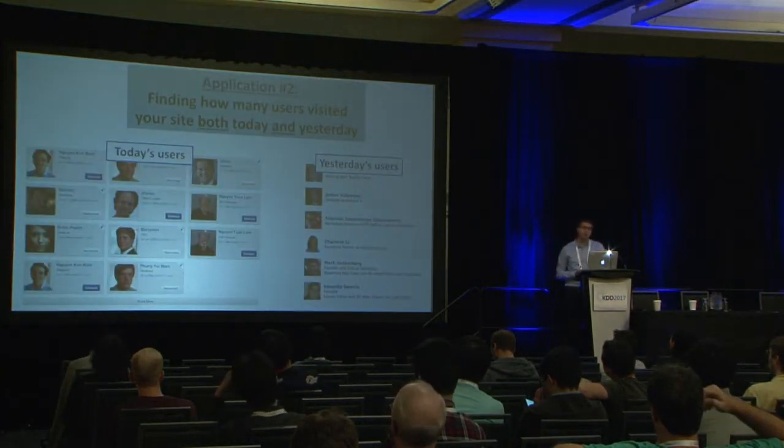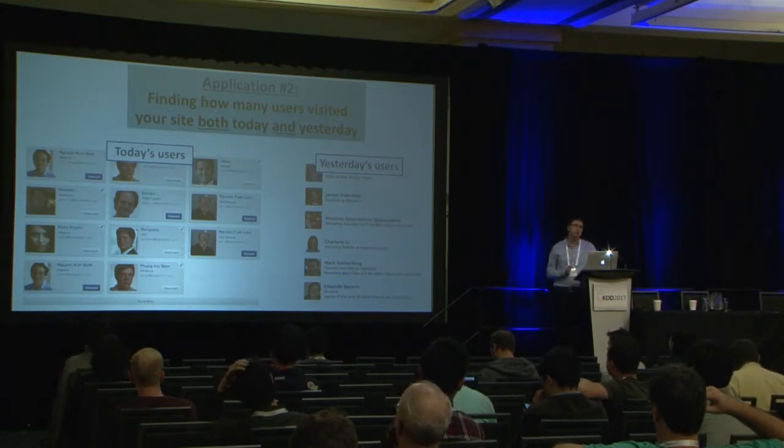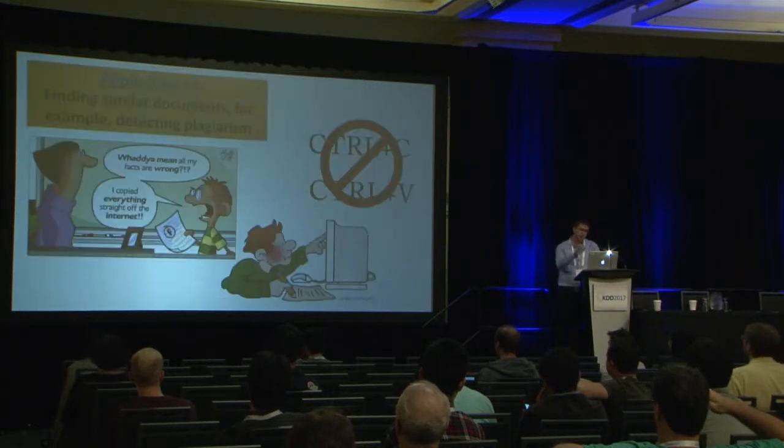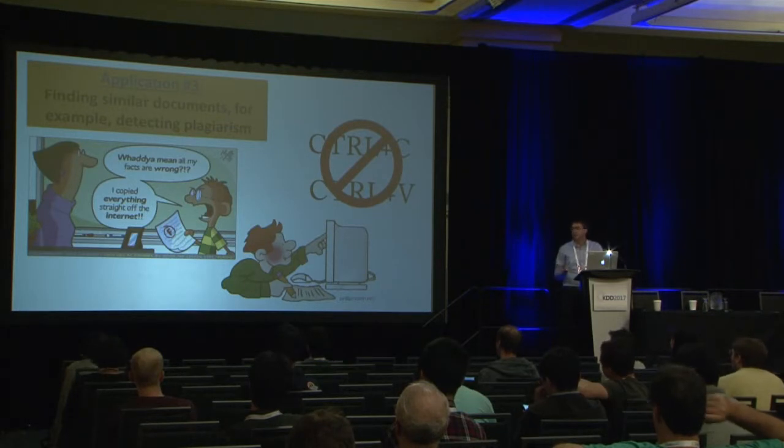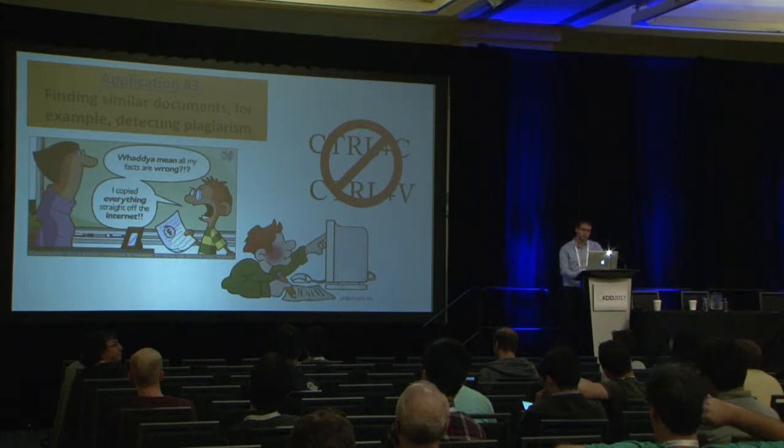Another application is finding how many users visited your site both today and yesterday. To this end, the set intersection cardinality between today's users and yesterday's users is needed. Another one is finding similar documents, for example, detecting plagiarism. This can be made by estimating the set intersection cardinality of two documents and detecting plagiarism if this cardinality is too large.